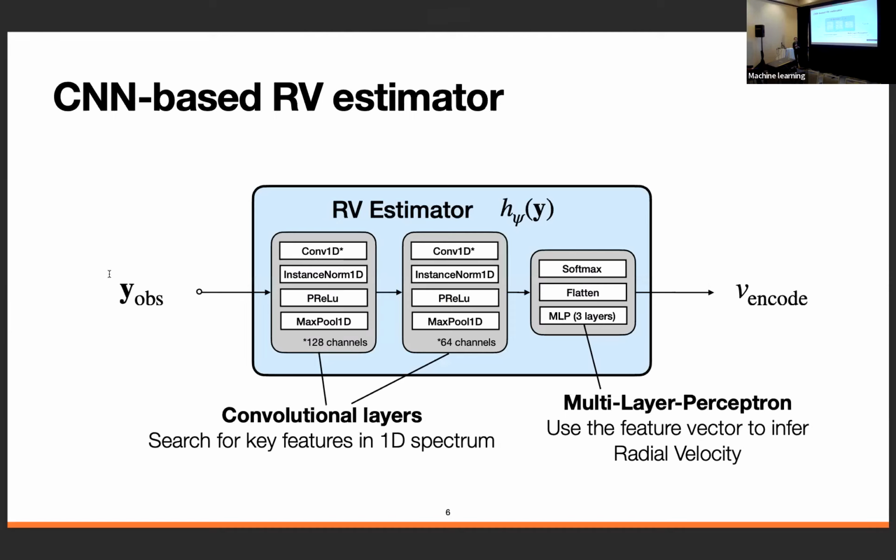So another important component is the radial velocity estimator. I will try to be fast and explain this in a minute. The input signal will be processed by the kernels moving around and searching for features in the 1D spectrum, and the output of the convolutional layers will be a vector of 1,000 dimensions. It will be called a feature vector, and the feature vector is then fed into the multi-layer perceptron, which will use the feature vector to try and infer the radial velocity from it.